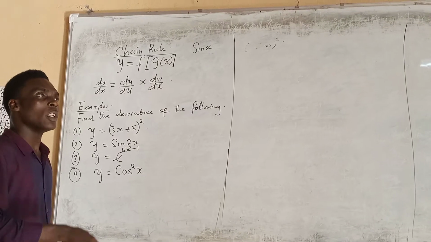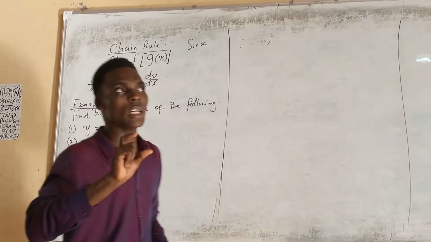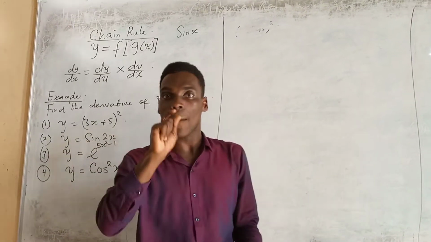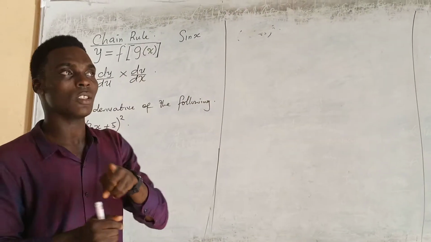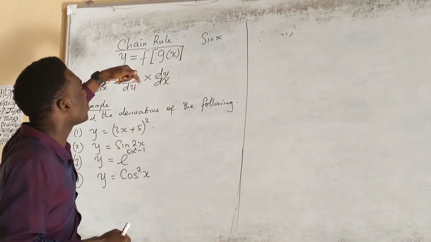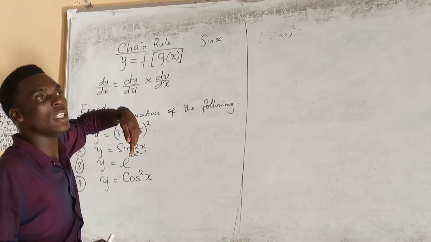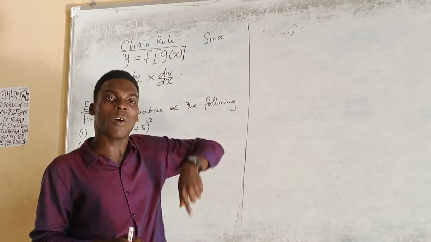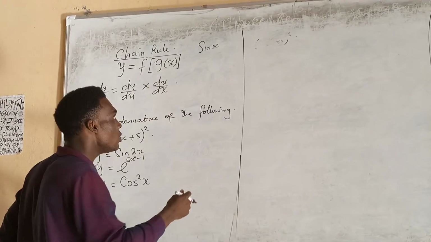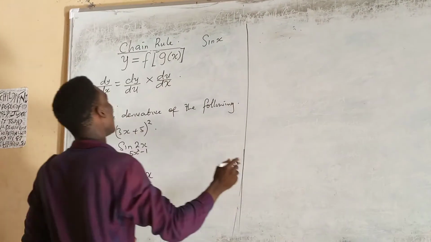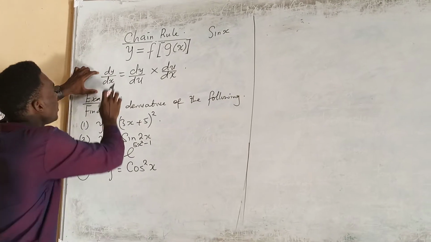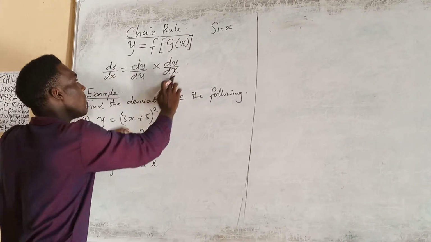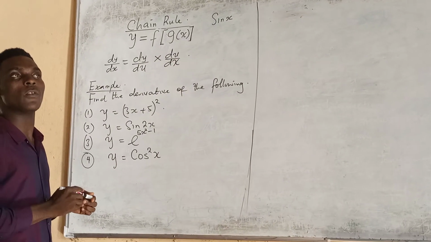How do you solve it? The selection of u is very important. If you can't select your u appropriately, then you can't solve the problem. So take note, your g of x is usually selected as u. Then you differentiate. The formula for the chain rule is dy/dx equals dy/du multiplied by du/dx. This is the formula for the chain rule.